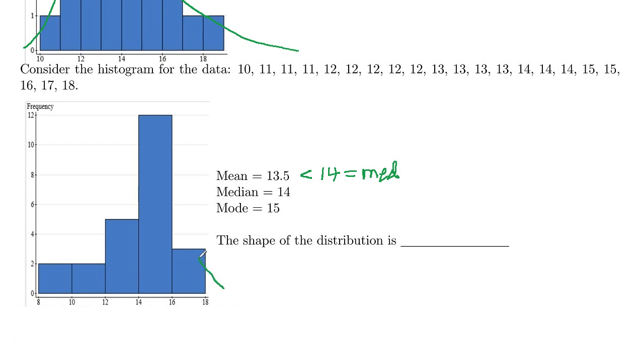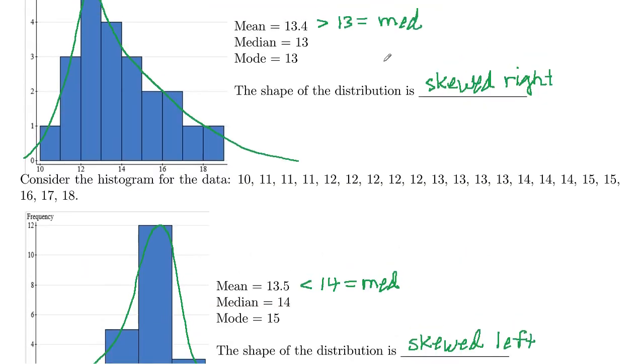And we can see that if we sketch our curve through the middles of the bars here, the tail goes to the left. So this distribution is skewed left. If it's skewed left, the mean will be less than the median. If it is skewed to the right, then the mean will be greater than the median.